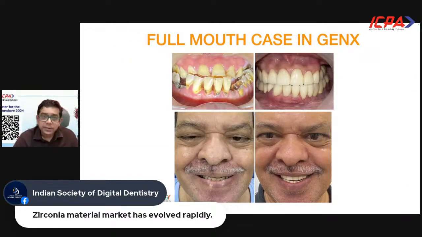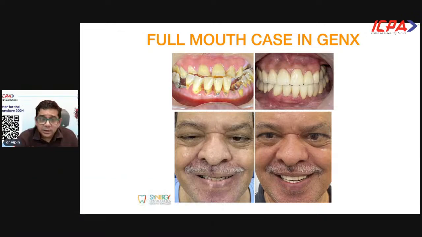This is a case where no other material would have been possible. This is a case where all the teeth were treated and the patient had acquired a class 3 type of occlusion. We had to do a lot of changes in his mouth. We didn't do any surgical changes. Only a few implants are there in his mouth.